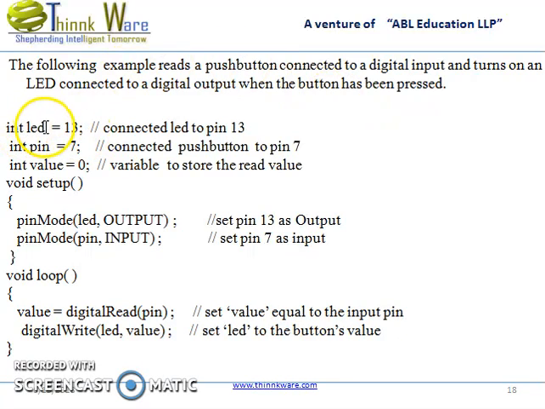The LED is connected to the 13th pin. The push button is connected to pin 7. A variable to store the read value. Void setup. Set pin 13 as the output and pin 7 as the input. Now, when you push the push button, then only the LED glows, since the push button is the input. Now void loop, value equals digitalRead pin. Set value equal to the input pin. Set the LED to the button's value.